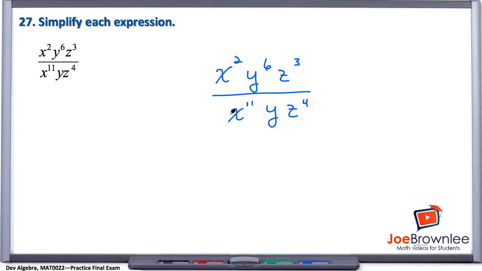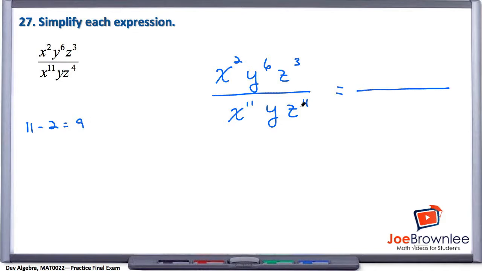Let's just look at the x's first. If we look at just the x's, we have x squared over x to the 11th. So what we ask ourselves is, are we top heavy or bottom heavy? Meaning, is the exponent larger upstairs or downstairs? Well, we can see that it's larger downstairs. And how many is it larger by? Well, to find that out, 11 minus 2 gives us 9. And so it's larger by 9 downstairs.